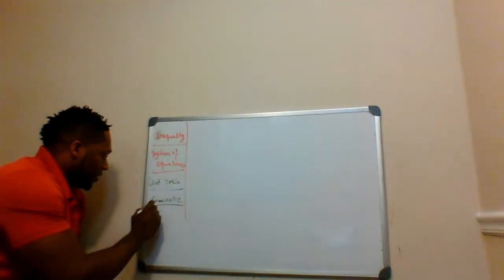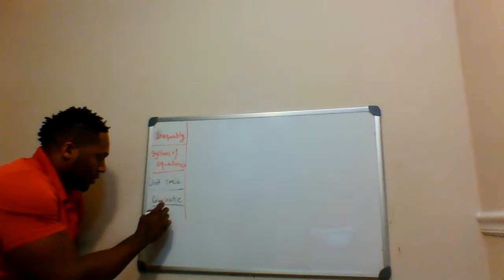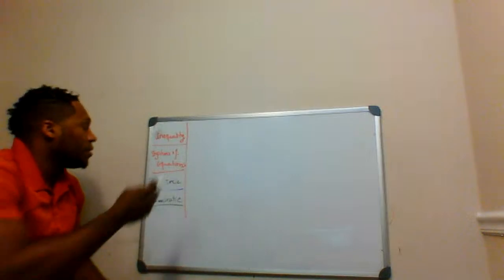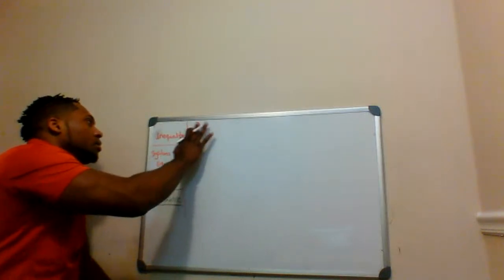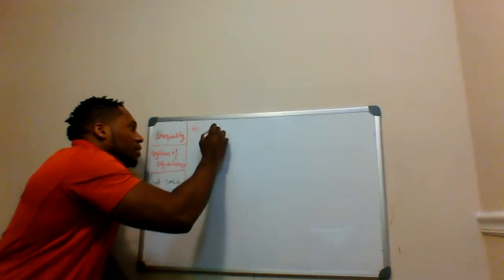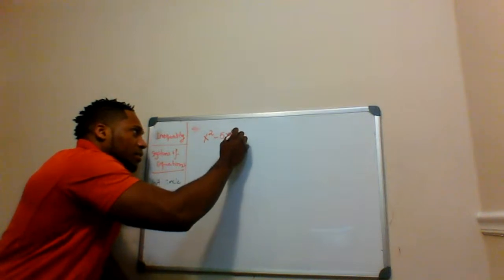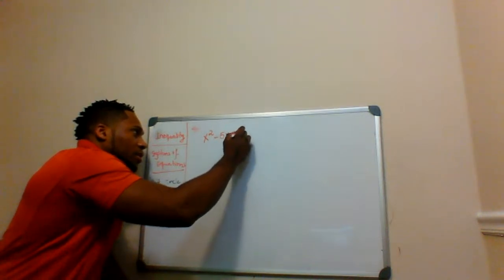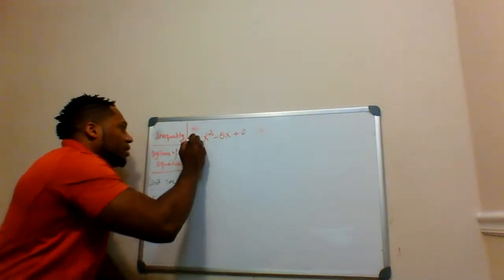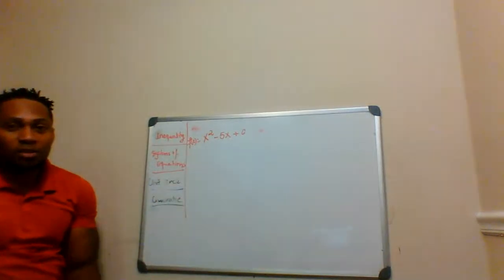All right, so quadratic equation. Let me see if I can do some quadratic equation stuff. Let me find a nice looking equation. All right. So let's see. X squared minus 5x plus 6 is equal to 0. F of x is equal to x squared minus 5x plus 6. Okay, so this is considered a quadratic equation.